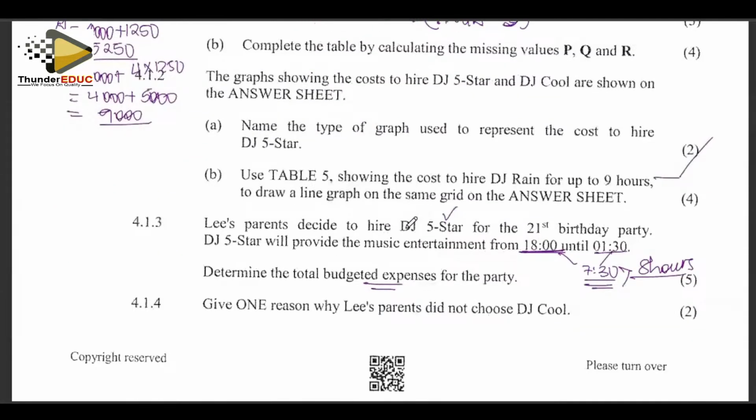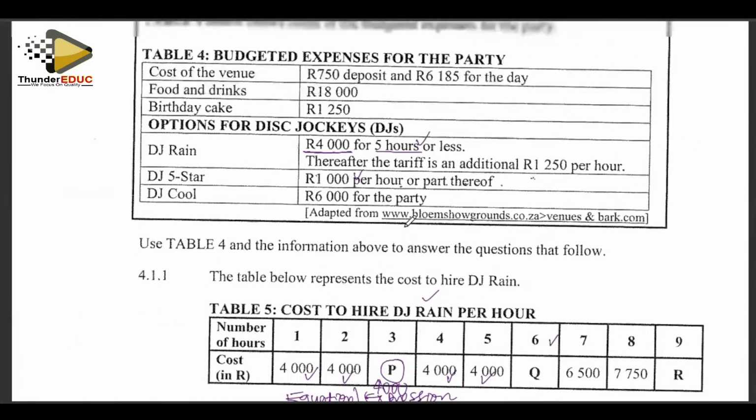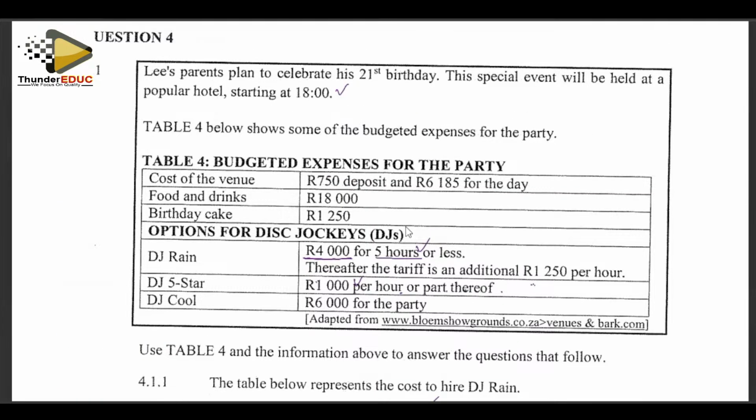How much are their budgeted expenses? So we shall come here. First and foremost, what we are supposed to do is look for the hours. Remember, it's going to start from 6 to 1:30. When you do your calculations, you find out 7 hours, 30 minutes. So we are saying these are 8 hours. So how much will the DJ ask? The DJ will ask for 8 hours times 1,000. So you calculate that much.